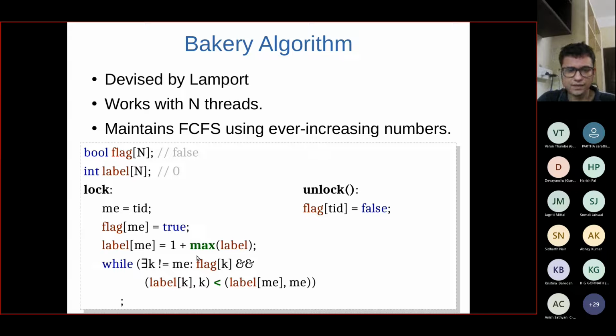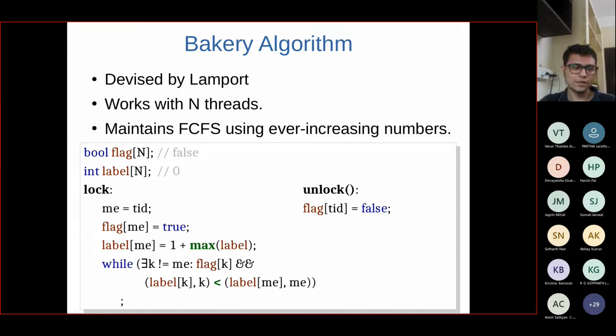So let us say that initially no thread was inside the critical section, and thread 0 came. Since there is no other thread, it will make its willingness true by setting flag equals to true. It will get label as 1, because it is 1 plus max label, and labels are initially 0, so 1 plus 0 is 1. It will see that no other flag is willing, so this condition will be false, and it will enter into the critical section. So thread 0 has entered the critical section.